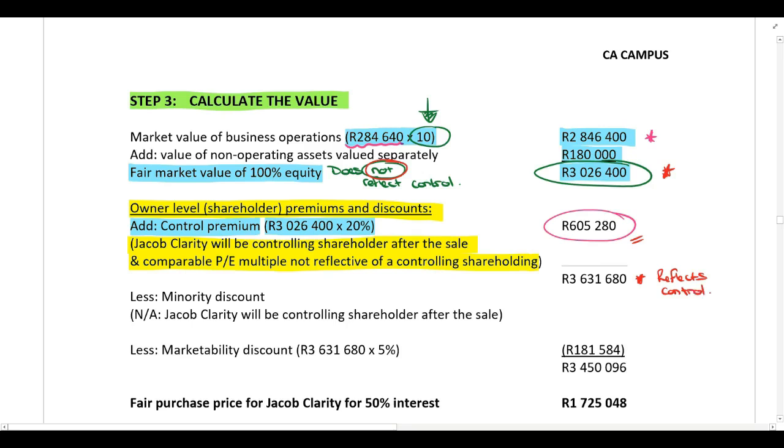Please note, if we were told that the PE multiple of the similar listed company does reflect control, then this value that we've calculated above will already be the value of a controlling interest. So then you should not add a control premium, because then you'll be double accounting for it. So if this value already reflects control, don't add the control premium. However, because the value does not reflect control, and Jacob is going to be the controlling shareholder, I must add a control premium.